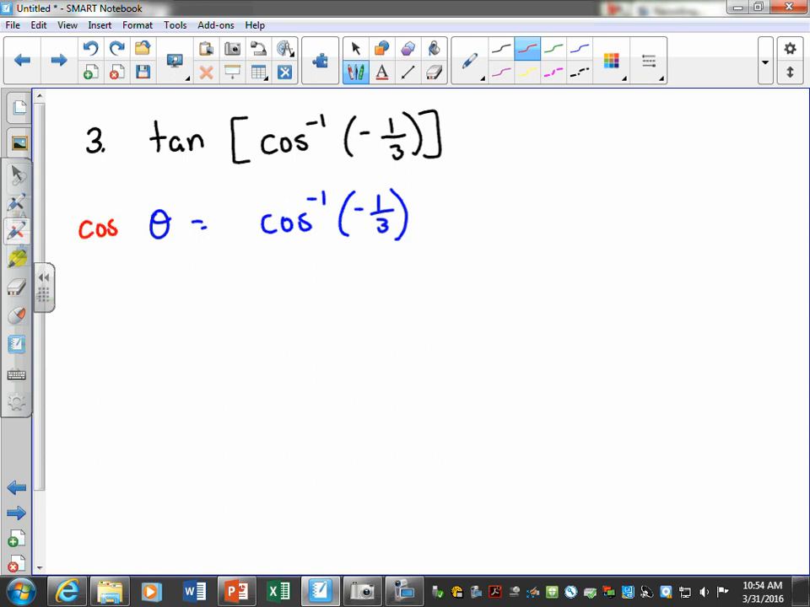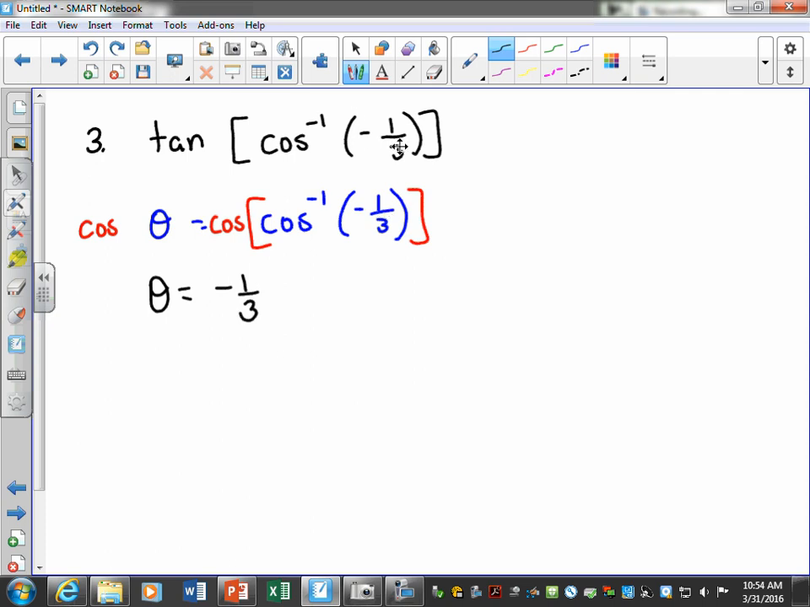I'm going to multiply both sides by the cosine. Whatever you do to one side, do to the other. And then our property, cosine times cosine inverse, would just give us our x value, which would just be, for angle theta, negative 1/3.